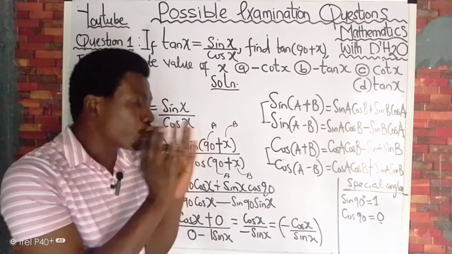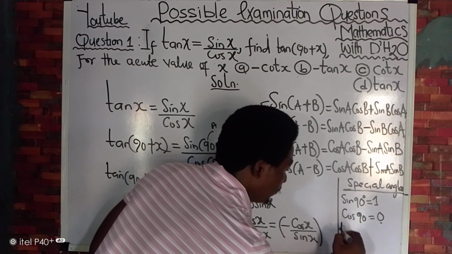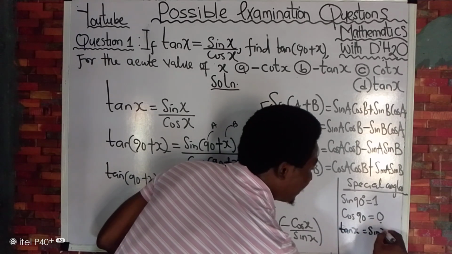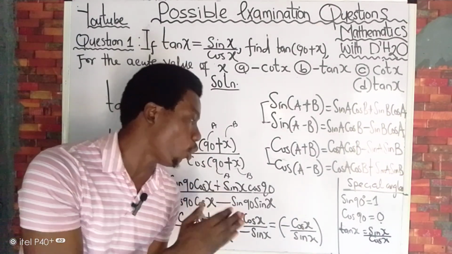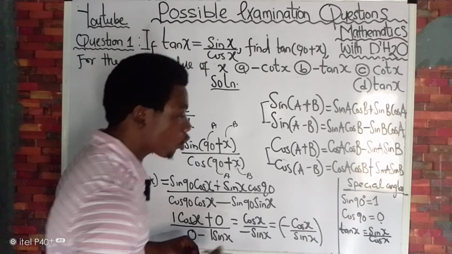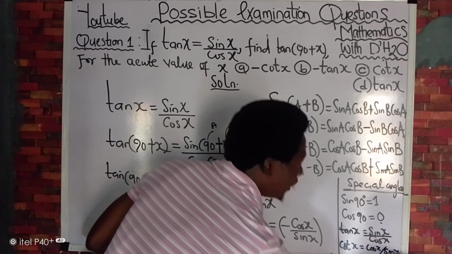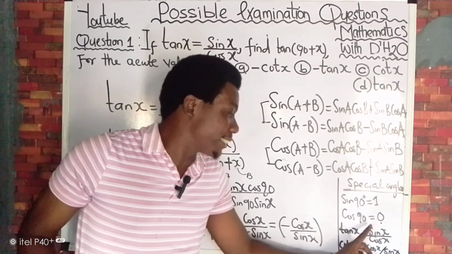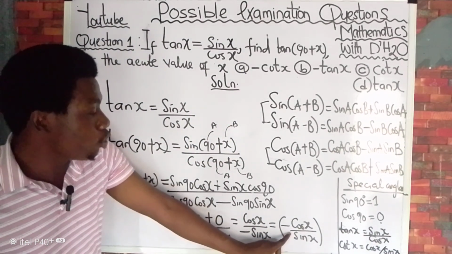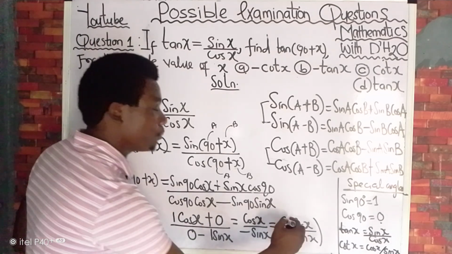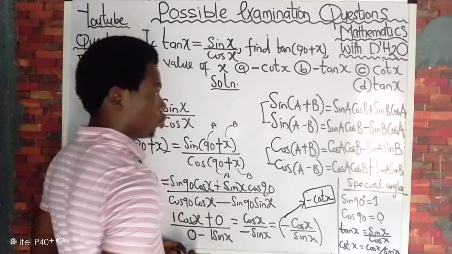But you have to go back to your trig identity and remember that tan x is equal to sine x over cos x, and the inverse of tan is called cotangent. That's cot. So cot x is equal to cos x over sine x. So tan x is sine over cos, but cot is cos over sine. So it's very easy. When you get to this place, you have minus cos x over sine x, which simply means minus cot x. This is the answer to the question.